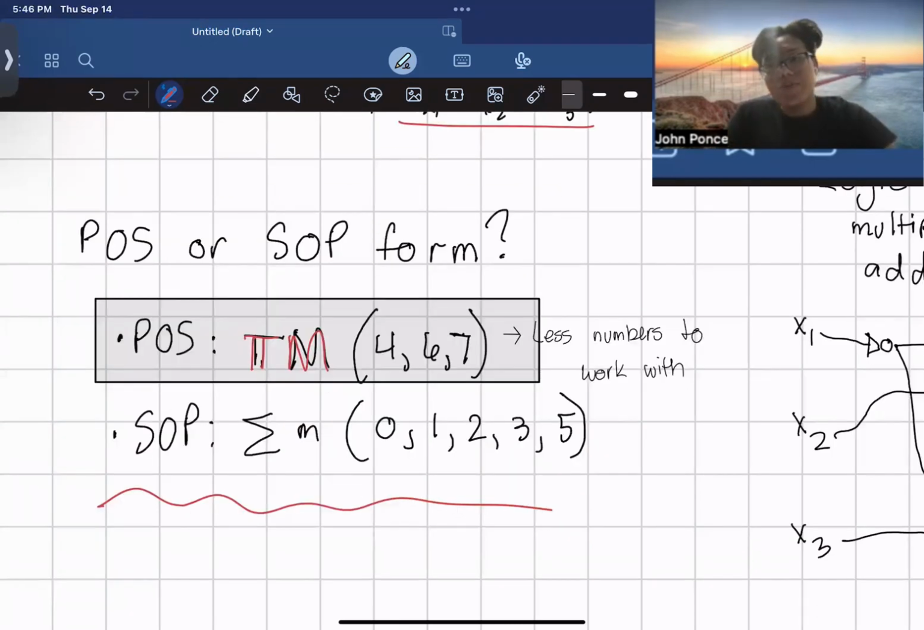Now, whether we use the POS or SOP form, we decide based on how many numbers we have to work with. For POS form, we only have to work with 4, 6, and 7. For SOP form, it would be 0, 1, 2, 3, 5. In this case, we would use POS form because there are fewer numbers to work with.